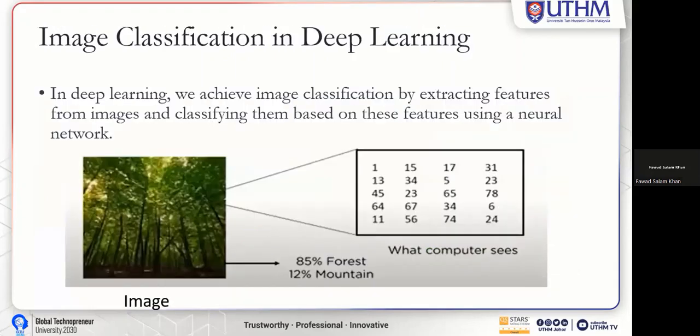So now moving forward to image classification in deep learning. In deep learning, we achieve image classification by extracting features. Features are just the numeric pixel values from different images, and we classify them based on their features using neural networks.